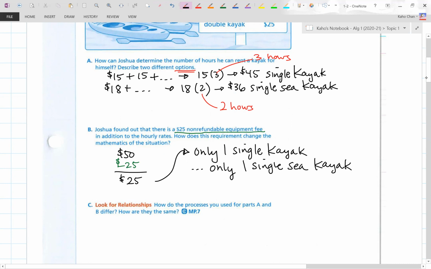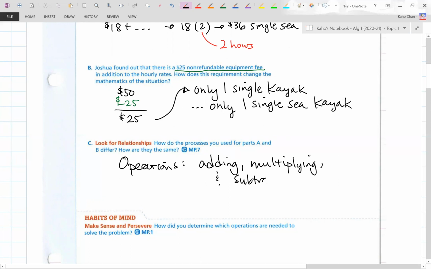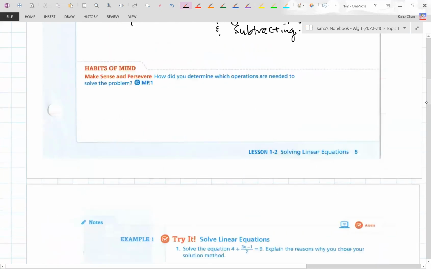All right, moving on. How do the processes you use for parts A and B differ? How are they the same? Well, it's just a matter of using operations. Adding, multiplying, and subtracting. Okay, let's move on to the next page.